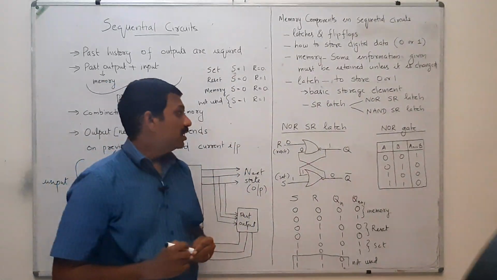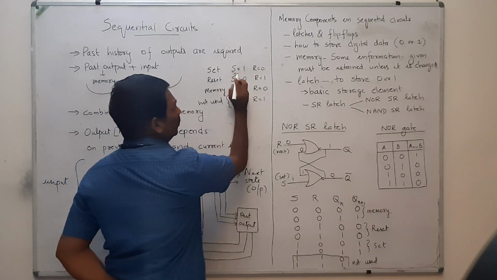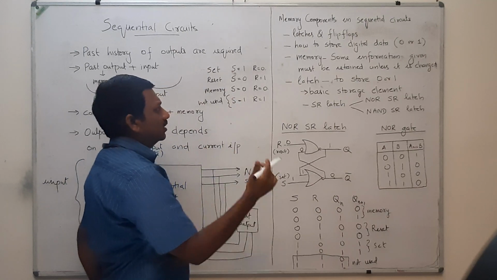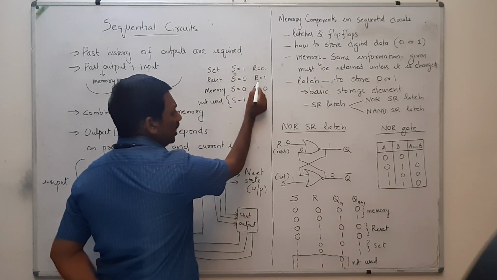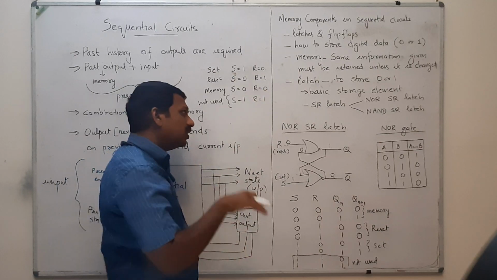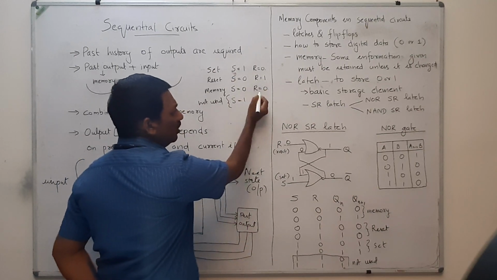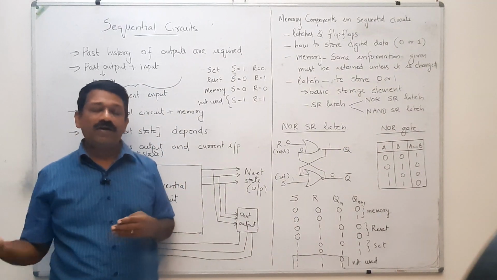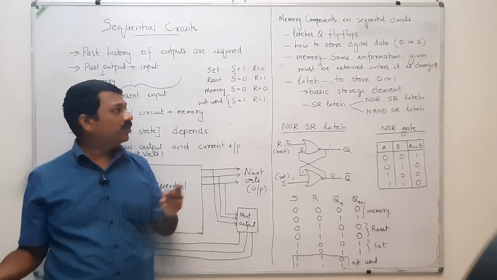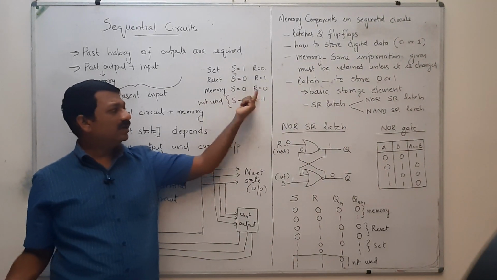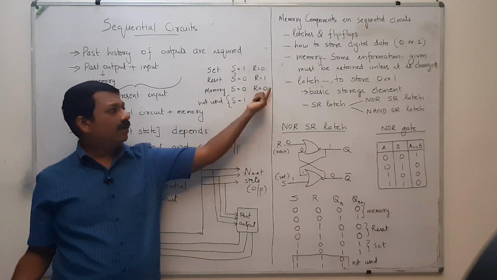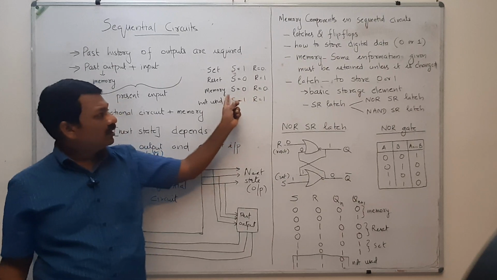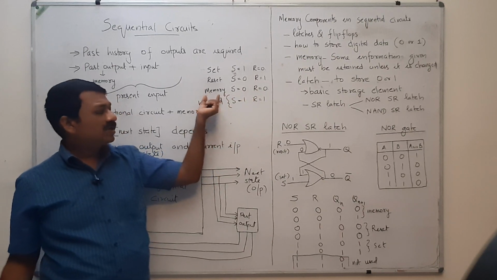That means if S equal to 1 and R equal to 0, whatever be the value of Q, it will set. And if S equal to 0 and R is equal to 1, that Q will be reset. And when S equal to 0 and R is equal to 0, it will retain the previous value, whatever be the previous value. In that case, it is performing, or it can be used as memory.